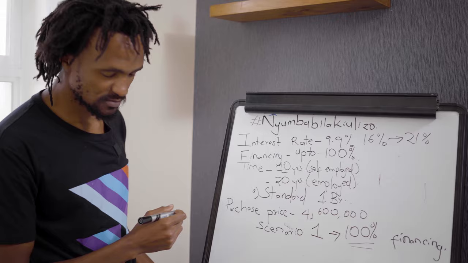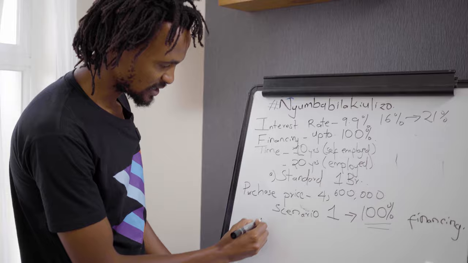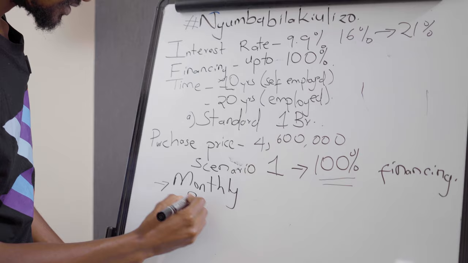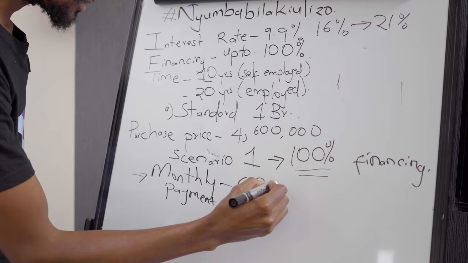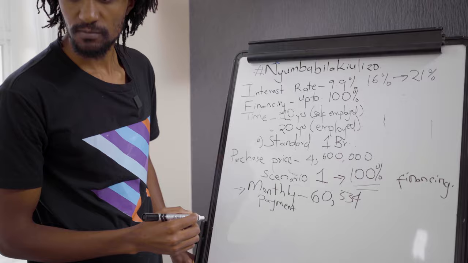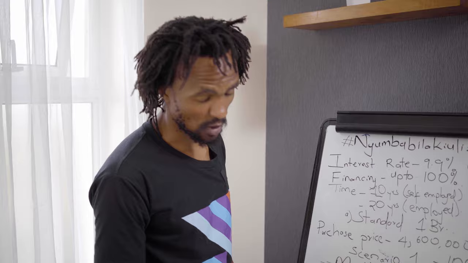It's going to give you the monthly payments. What have you found to be the monthly payments? The monthly payments are 60,534.90. It's very important that this KMRC calculator is so dope. It even says that this is excluding tax and insurance. So we're not lying to people here. We're breaking it down as it is.